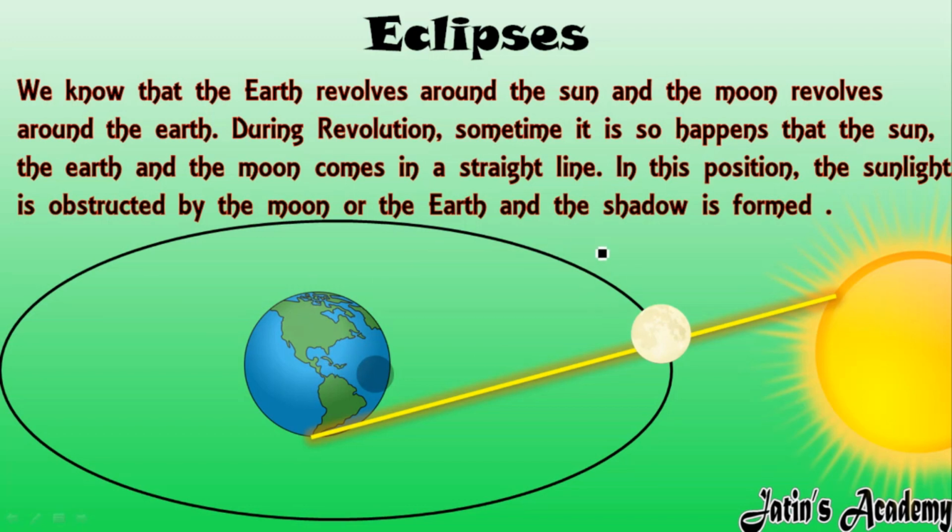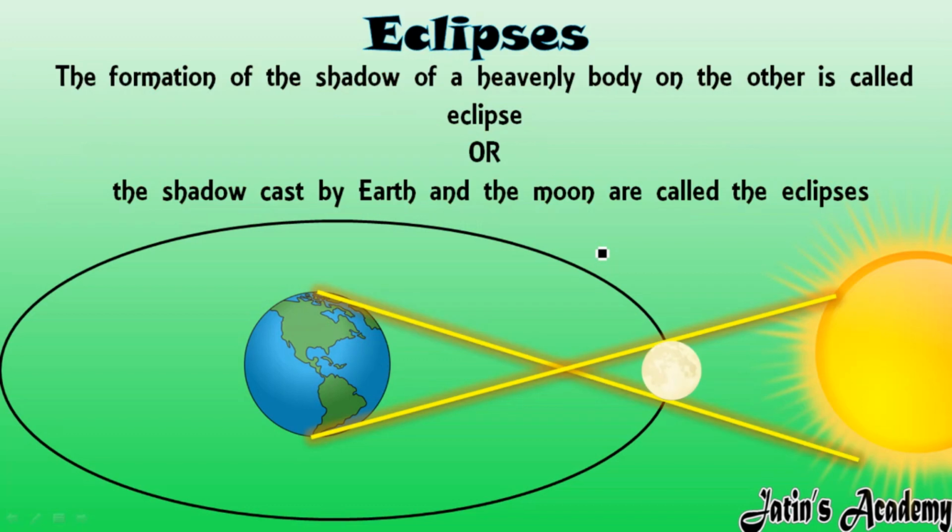Whenever there are shadows formed on either the earth or the moon, eclipses are formed. So here we have the definition of an eclipse. Eclipse means the formation of the shadow of one heavenly body on another. Whenever the sun, moon and earth come in a straight line, see carefully, for example when the moon is coming in between the earth and the sun, here the sun is acting like a source of light.